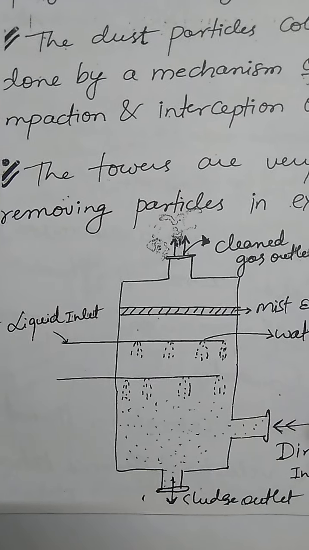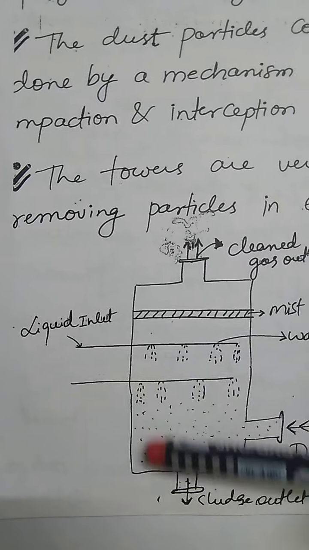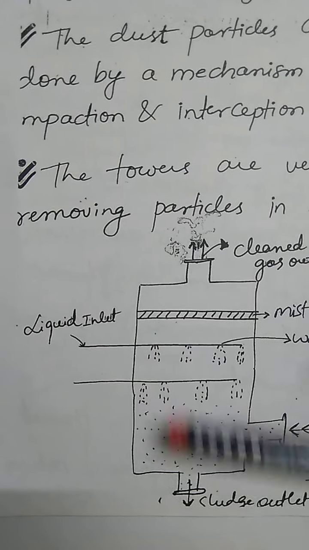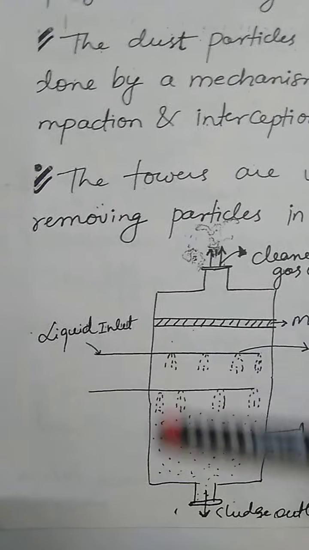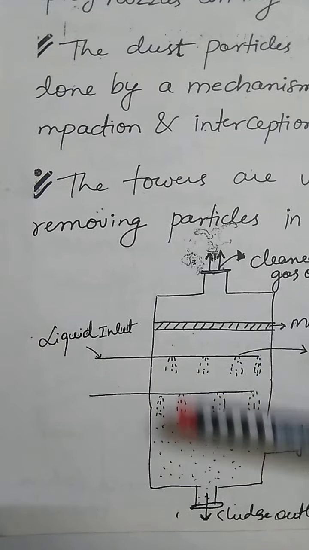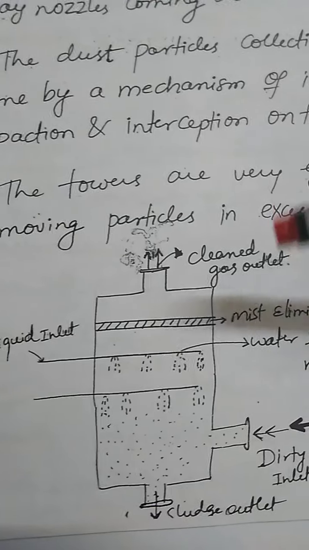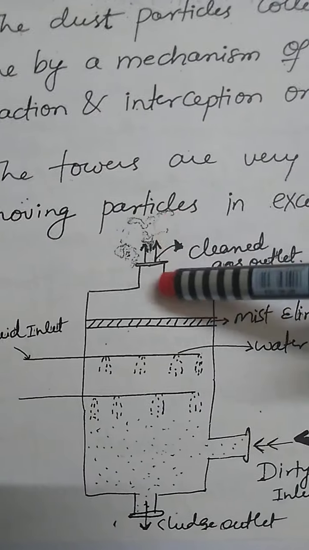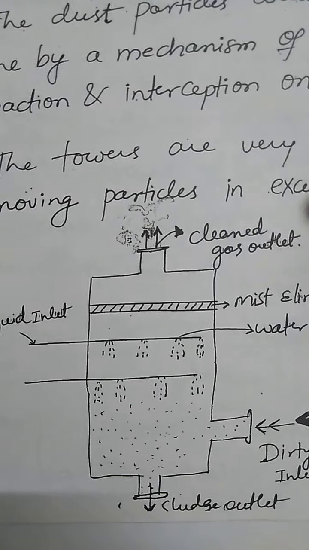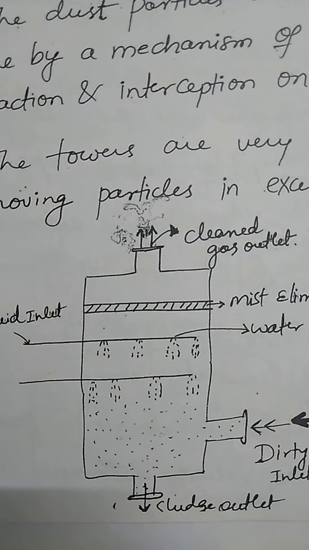Now since the gas is there, it will try to flow upwards, but as the water droplets are coming, they attract the suspended particles and the particles settle down. Here we are going to get the clean gas at the top. This is regarding the spray tower.